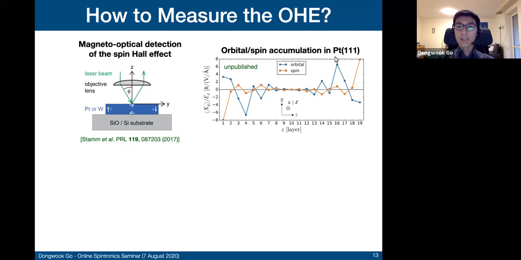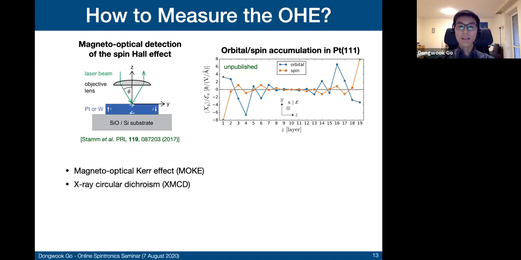Here I considered platinum 111 stacking of 19 layers, and when I apply electric field into X direction, into the direction of this plane, then I found that orbital accumulation and spin accumulation occur together in a similar order of magnitude. So I do believe that this orbital accumulation should be measured as well with the spin accumulation. So MOKE can be a good candidate for measuring orbital Hall effect.